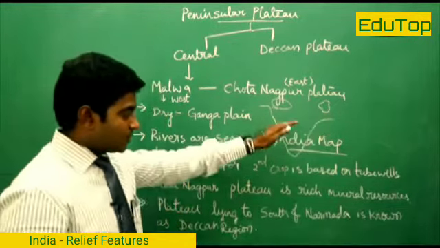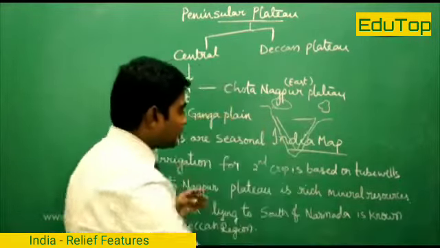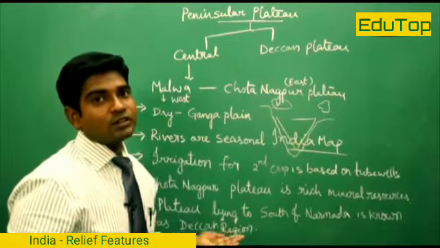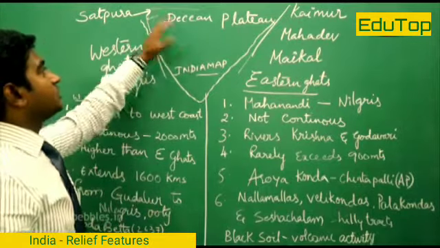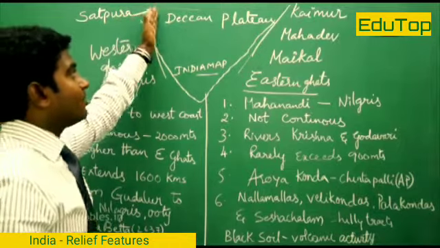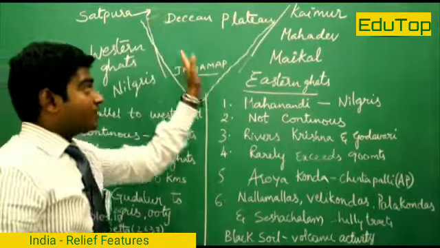Now moving towards the south, we have a triangular region in the India map. This south part, the triangular region of India, is known as the Deccan region or the Deccan Plateau. As we move on towards the south in the peninsular plateau, from the Satpura region, we have discussed the Malwa Plateau and the Chota Nagpur Plateau. Now we are moving towards the Deccan Plateau, the triangular belt.